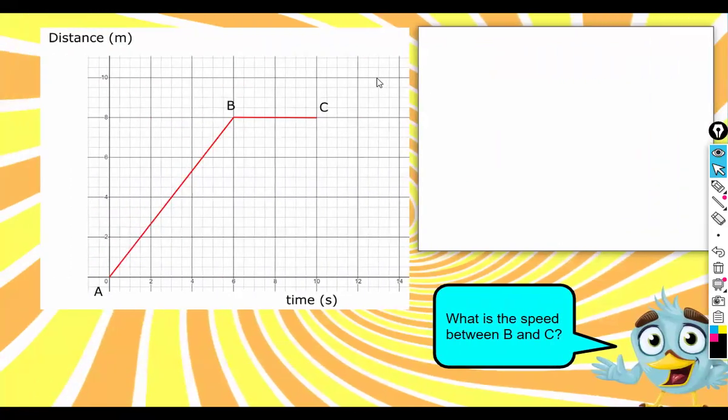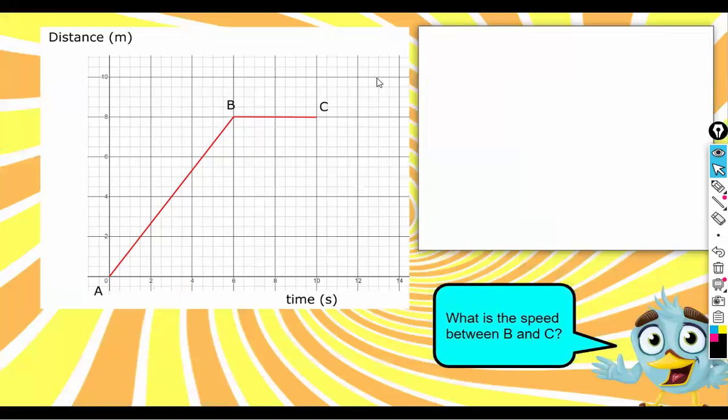Right, so the bird has another question. If you notice, it's the same exact graph. What is the speed between B and C? How do you find speed again in a distance time graph? It's supposed to be gradient. So they're asking you to find the gradient again. But this time they're not talking about A and B. They're talking about between what? B and C. So quick, do your calculations and get the gradient between B and C. It could be anything, right? Who knows, right?